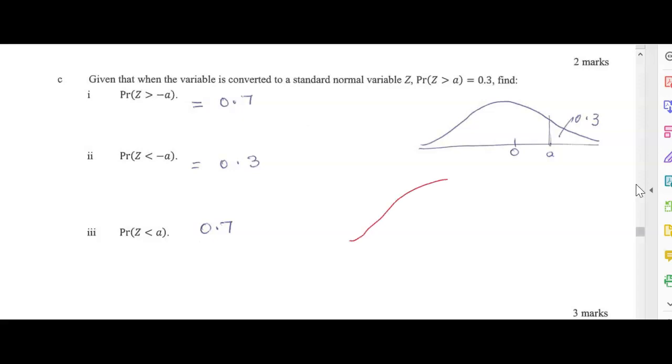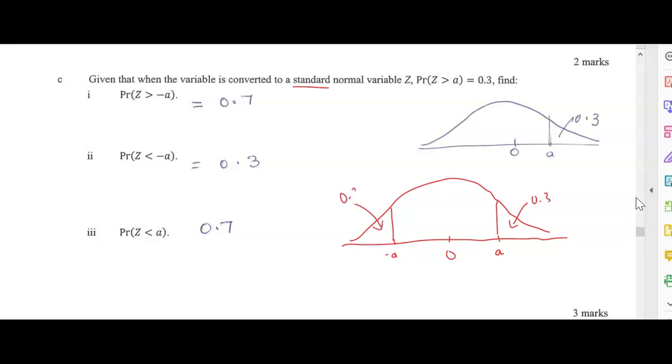I'm going to draw my own normal curve. The Z just means we've standardized it, and you can see the word standard there. So we've got a mean of 0 right in the middle, and Z is greater than A. We don't know where A is, we can just say it's there. This area is 0.3. Now, because normal distributions are symmetrical, we can have negative A on this side, so this is also 0.3.